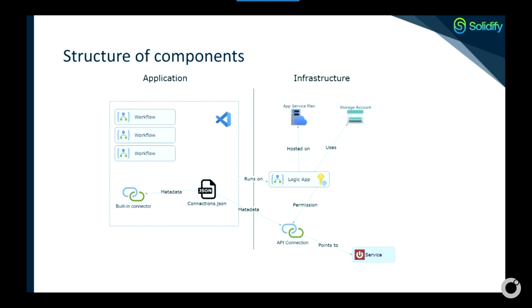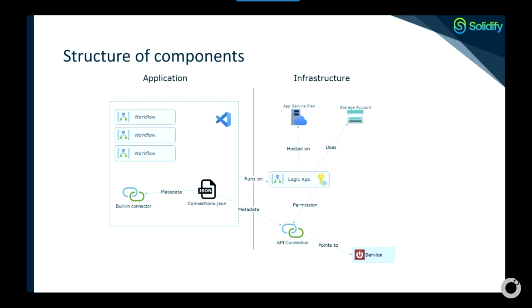If we look at the structure of the things that I have, I have my workflows on the left-hand side. I have the application, and there I have my workflows. I will work with it in Visual Studio Code. I have my built-in connections there. And in the code, I have a file called connections.json, where I have the metadata that points, in my case, to Service Bus. Then I have metadata for other connections, here represented as an API connection to ServiceNow.